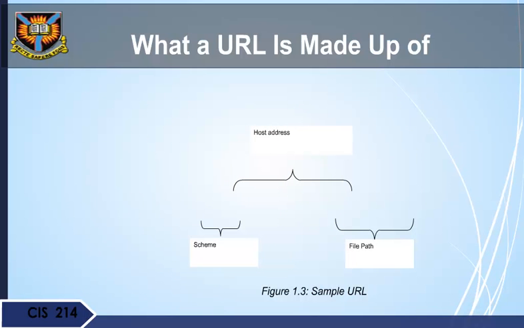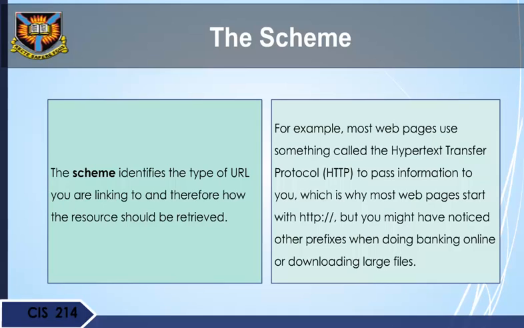Figure 1.3, Sample URL. The scheme. The scheme identifies the type of URL you are linking to and therefore how the resource should be retrieved. For example, most web pages use something called the Hypertext Transfer Protocol (HTTP) to pass information to you, which is why most web pages start with HTTP://, but you might have noticed other prefixes when doing banking online or downloading large files.